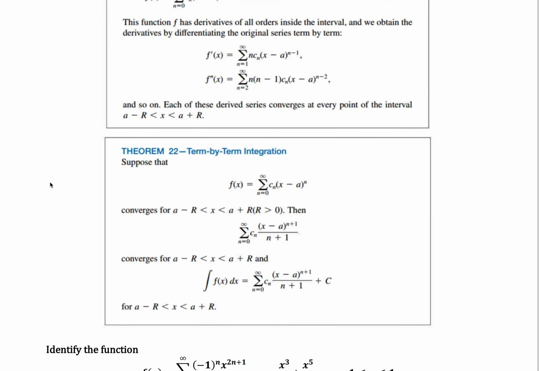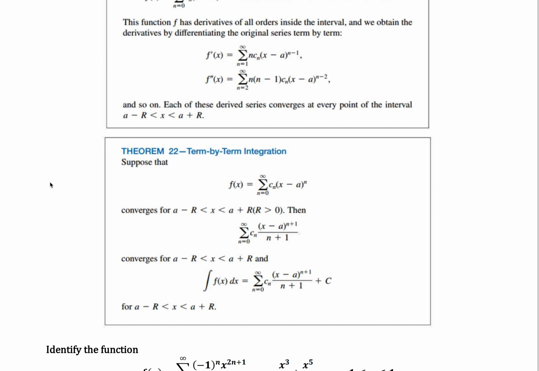Theorem 22 says that if we have a function defined by a power series that converges on this interval where, again, the radius of convergence is greater than 0, then we can integrate, and the integral is also going to be convergent on that interval of convergence, and we can find it just by integrating the function term by term.